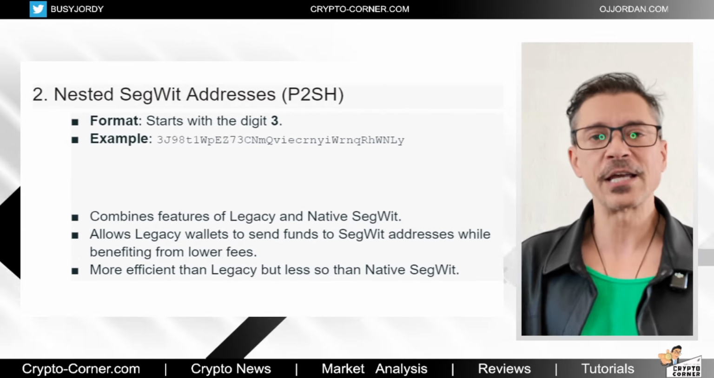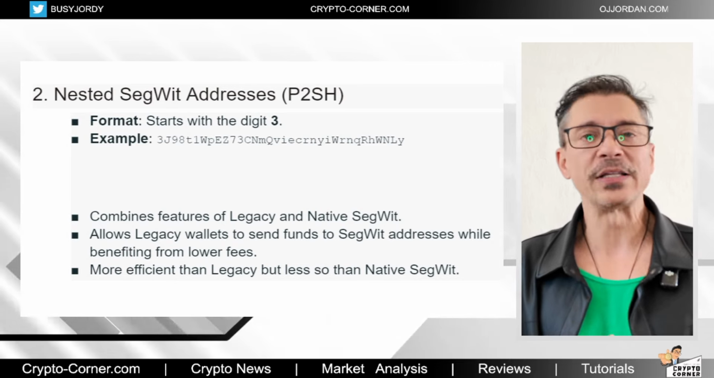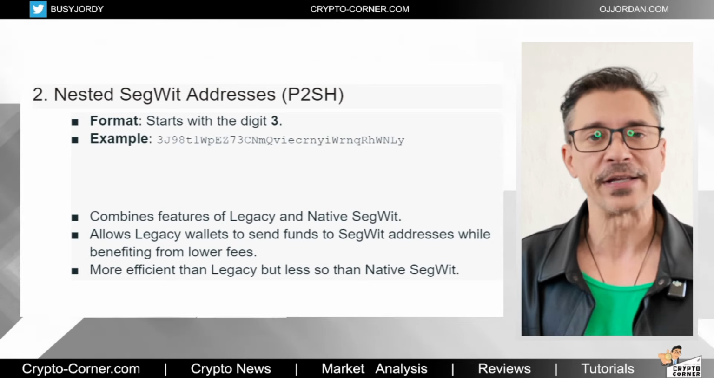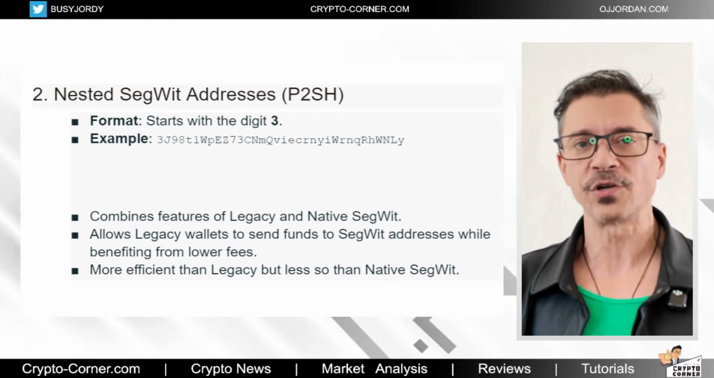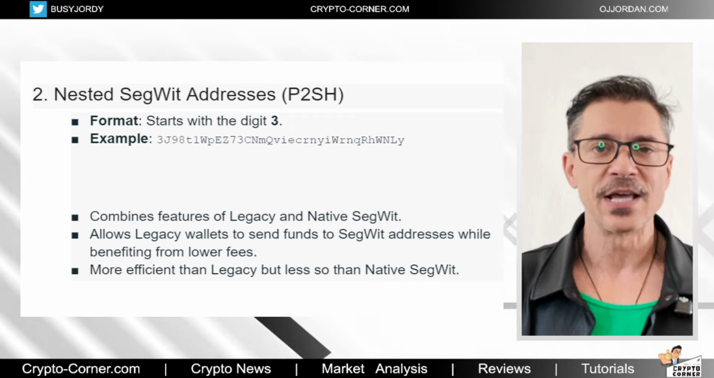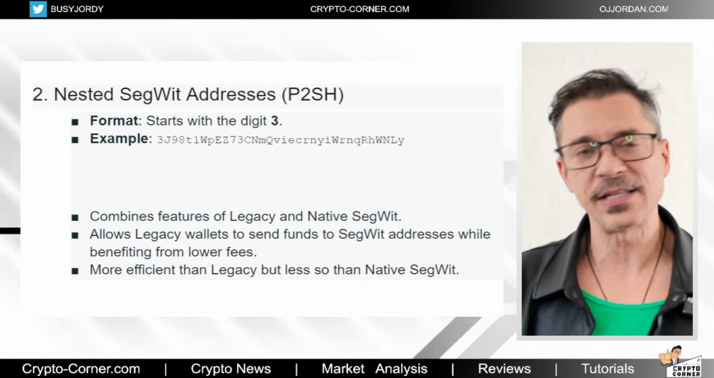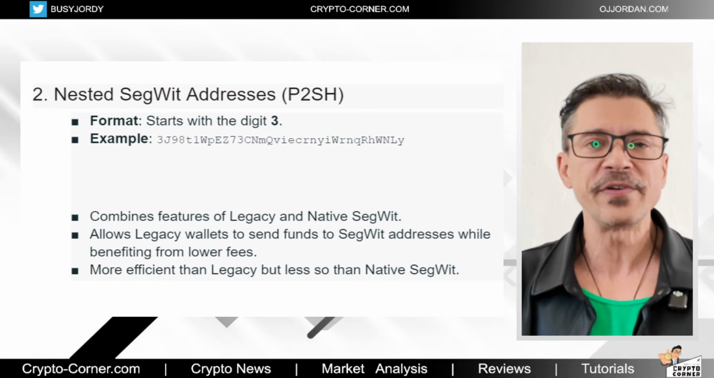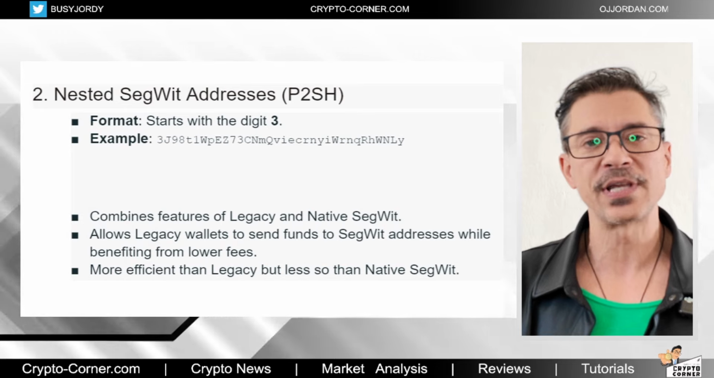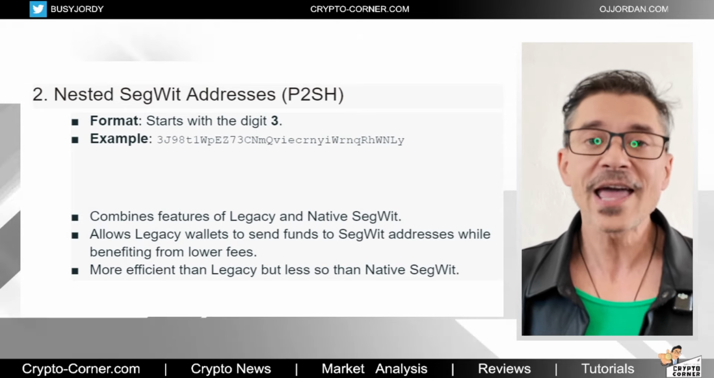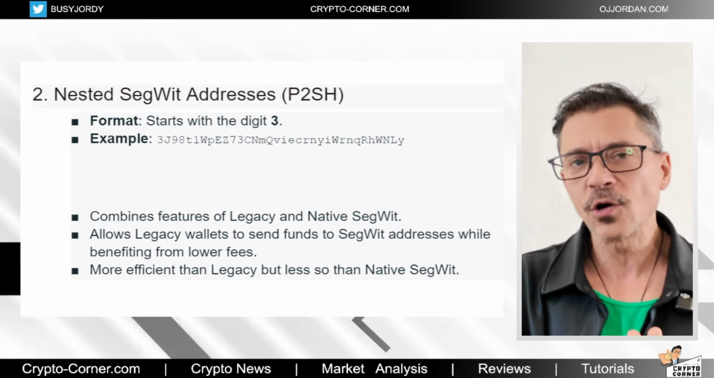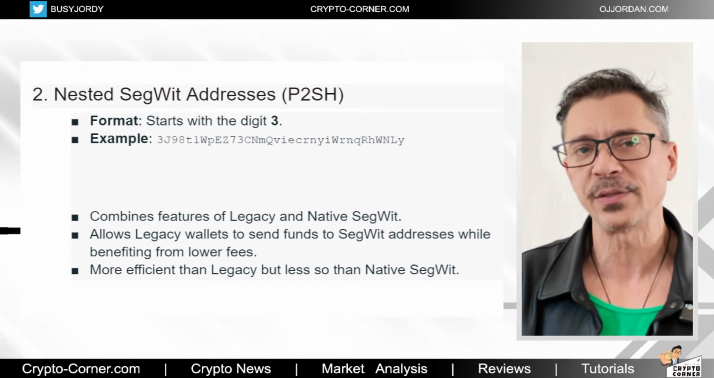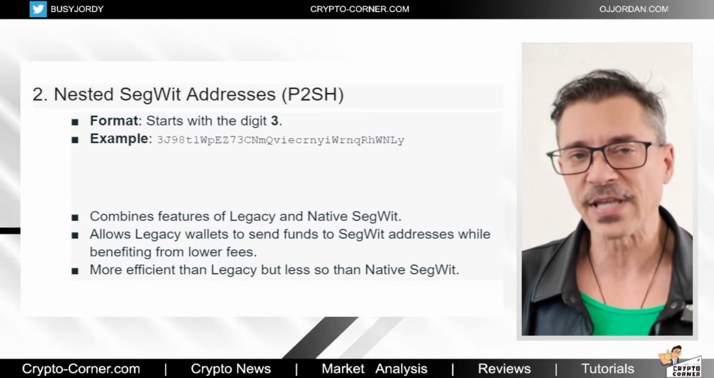Then we have nested Segwit addresses, the second format introduced with the Segwit upgrade, and these now serve mainly as a transitional solution for those migrating from legacy addresses. They bridge the gap between legacy and Segwit. They offer moderate fees and allow legacy wallets to send funds to Segwit addresses, and it's a format that is widely supported today. But I see it slowly getting replaced by the more compatible and more recent native Segwit.